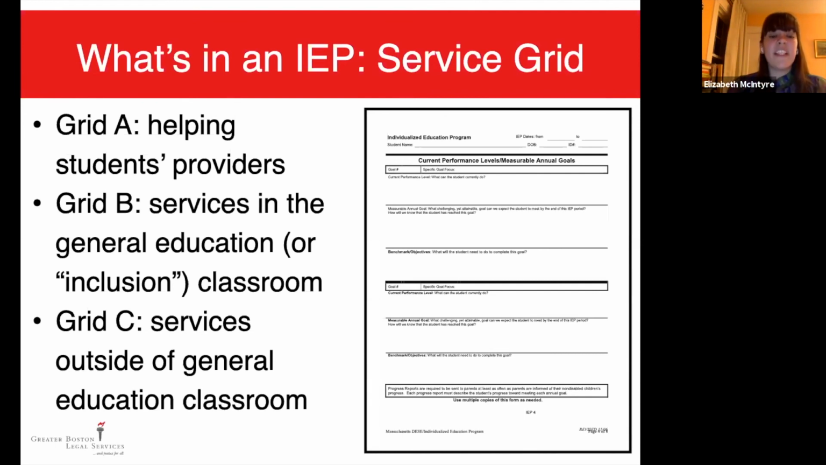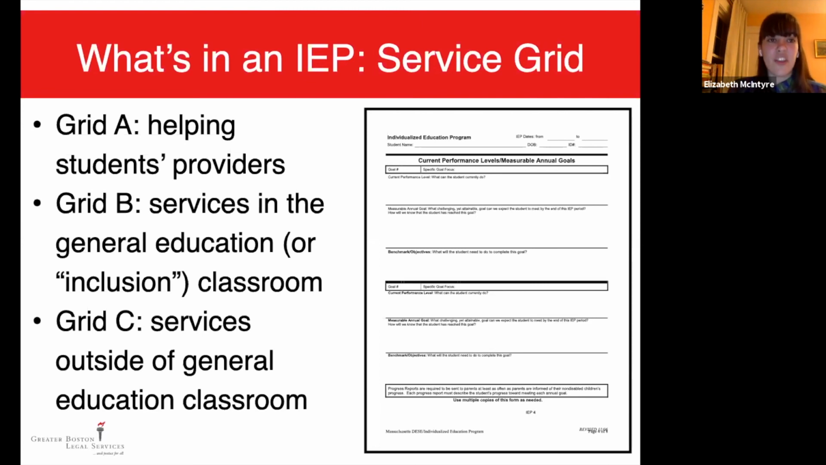Grid B, this is services in the general education or inclusion classroom. So this is like if you have a student who is getting what's sometimes called push-in support. So a special education teacher comes and hangs out in the classroom during math to help a particular student. That would be in grid B. Or maybe a counselor comes by and works with a group of students on social skills in the classroom. Those would go in grid B.